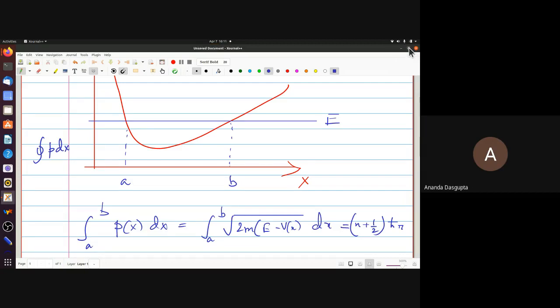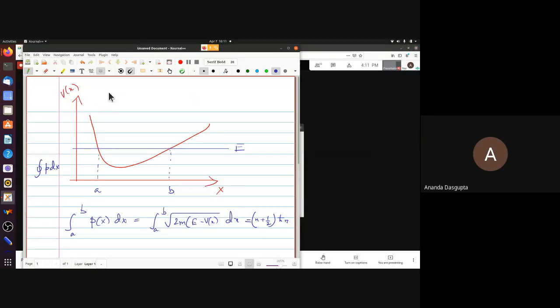Now suppose the potential energy is changed somehow. Maybe I'll use a different color. This is your new potential energy. So instead of the original V, now you have V plus delta V. We would expect the energy also to change to E plus delta E. And that means the turning points will also change. This will be A plus delta A now, and this will be B plus delta B.